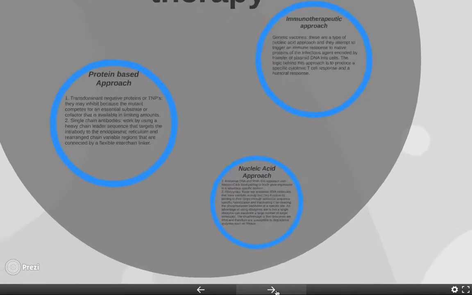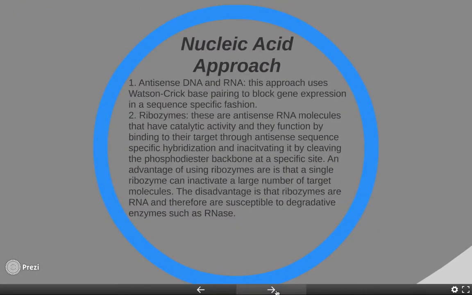Different approaches include the nucleic acid approach. This is done a few ways. The first is using antisense DNA and RNA. This approach uses Watson-Crick base pairing to block gene expression in a sequence-specific fashion.